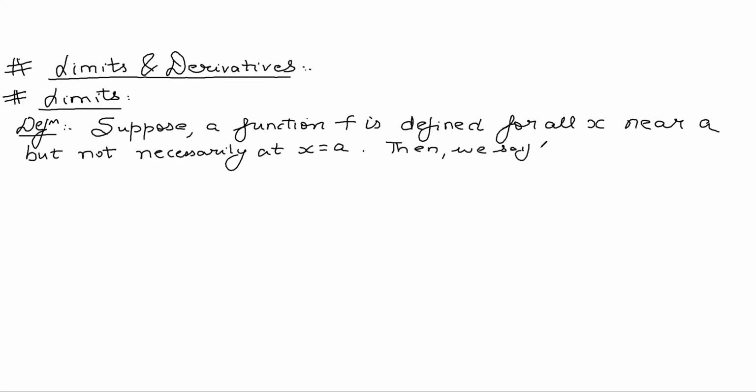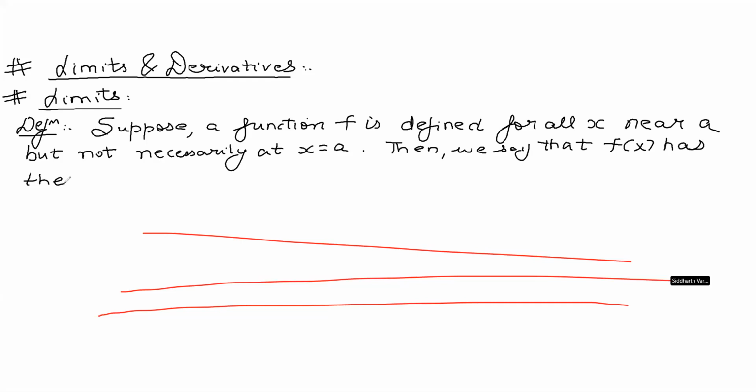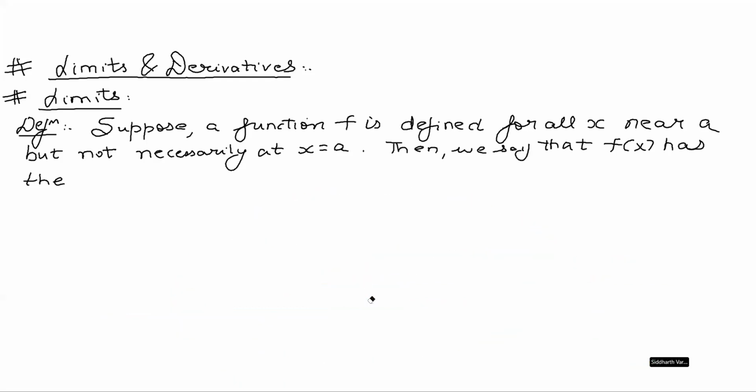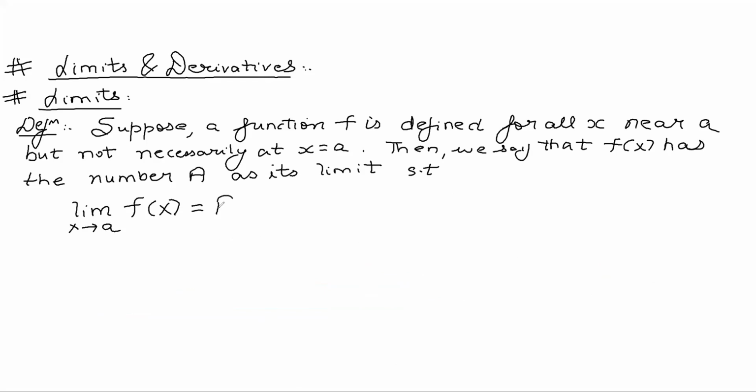we say that f of x has the number, no annotations guys, I should be the only one to write. F of x has the number capital A as its limit. F of x has the number capital A as its limit, such that limit as small x tends to small a, f of x is tending to capital A.